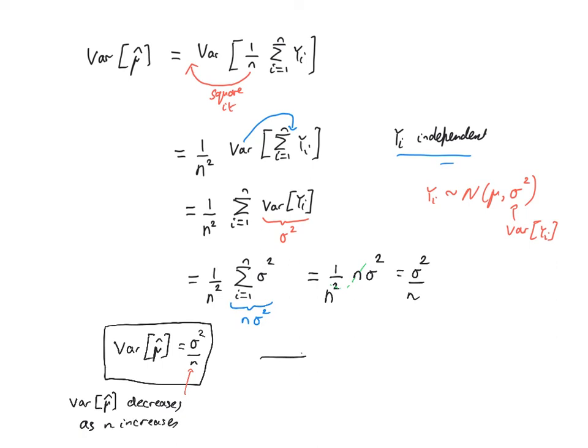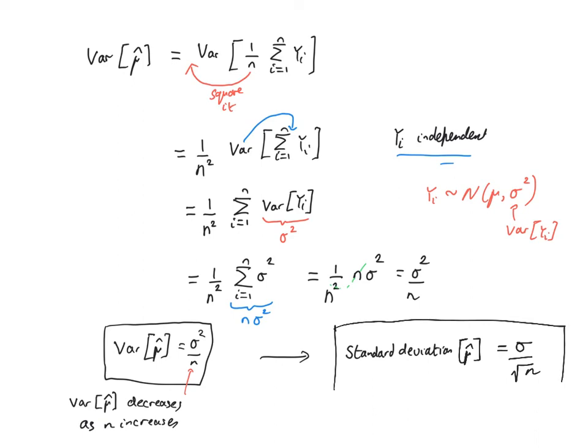Now, if we take the square root of the variance, we get the standard deviation. So the standard deviation of mu hat is just the square root of sigma squared over n, which is sigma over root n. And that's a quantity that comes up a lot when we look at confidence intervals. But the standard deviation of mu hat is sometimes referred to as the standard error.